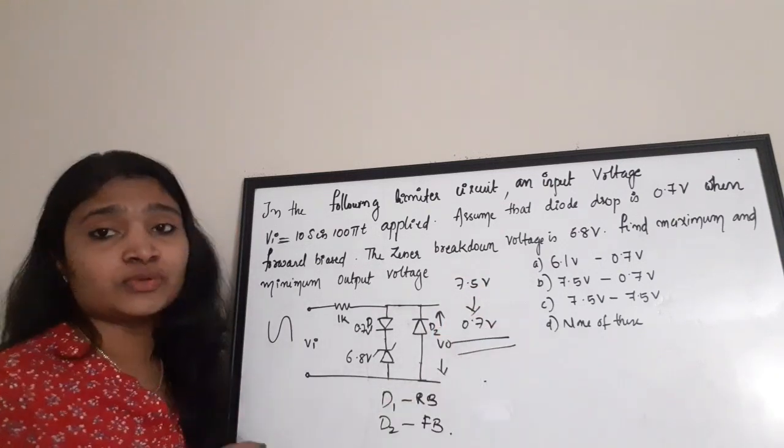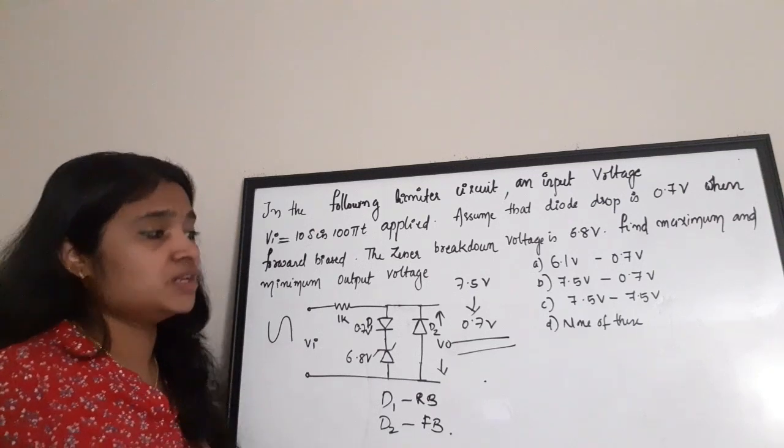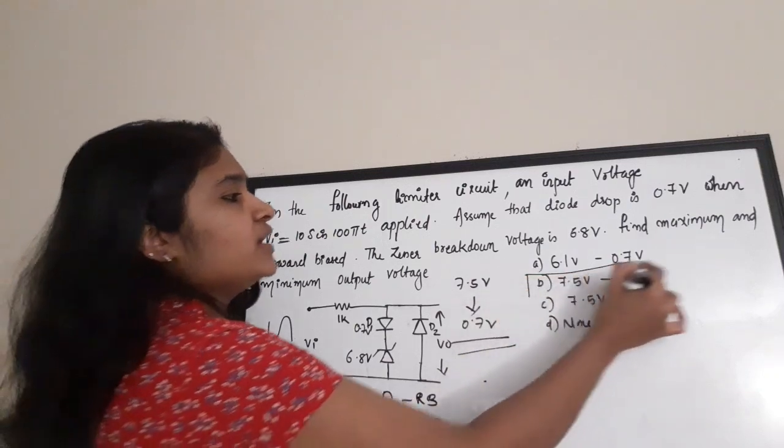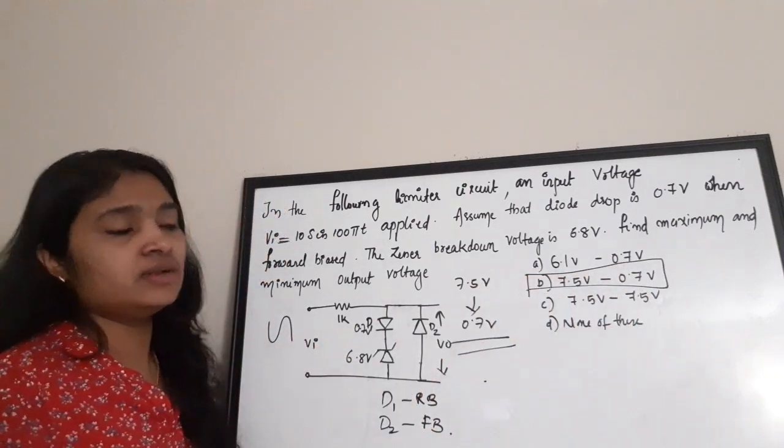Okay, so this is the answer for this question. We need to find the maximum and the minimum output voltage coming, right? So it is equal to 7.5 volt and 0.7 volt.